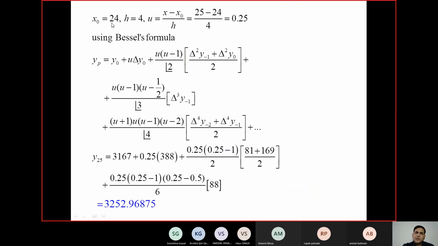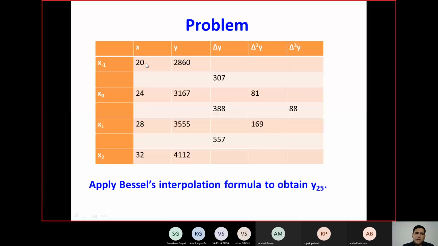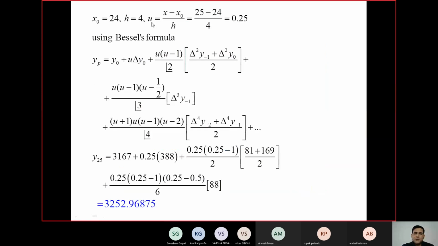So x naught we have taken as 24. Why have we taken x naught as 24? Why not x naught 20 something? Why not x naught 28? Any answer for that? Because 25 is closer to 24. Yes, so we have to choose that one. So you have x naught here, the step size was given to you, and you have calculated u from here. U is practically the alpha we had taken at that particular time. In this video I just wrote u, so u is just x minus x naught. So you got here 0.25.